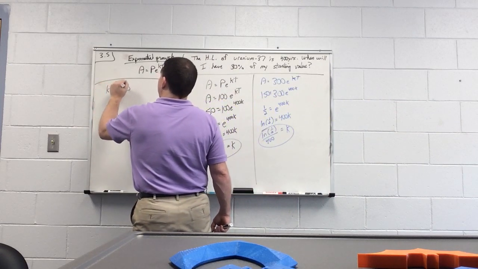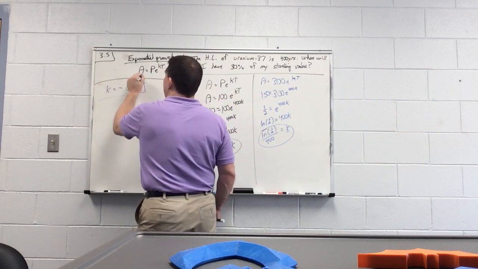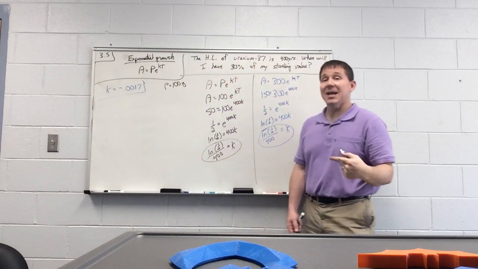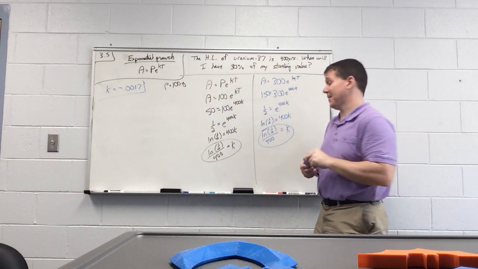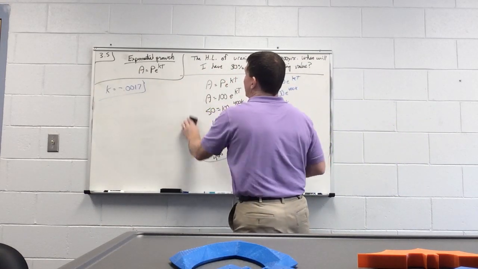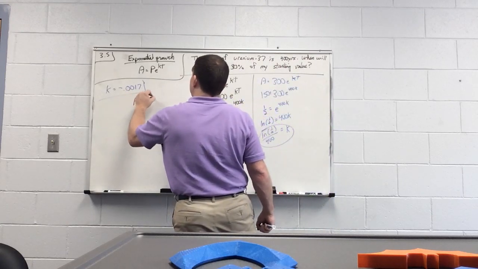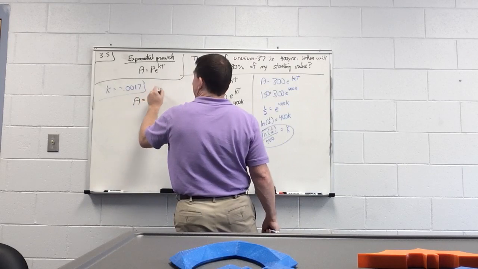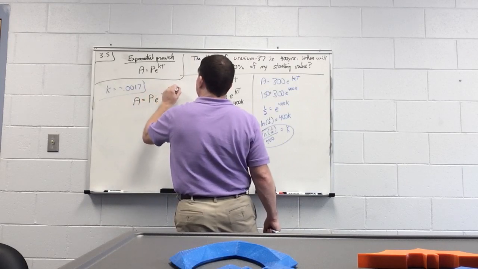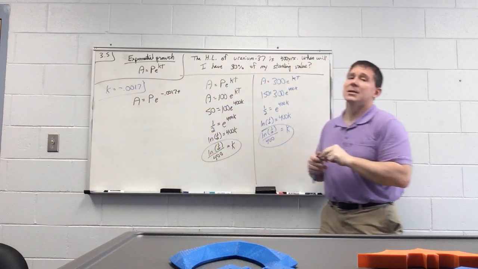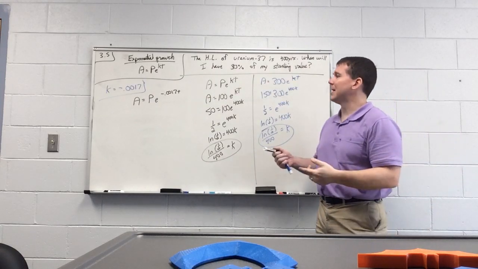So k is negative 0.0017. We said last time, my decay rate should definitely be negative. That's what makes it a decay rate. So now I rewrite the equation. A equals P e to the negative 0.0017t. But I still don't have a starting value in there.